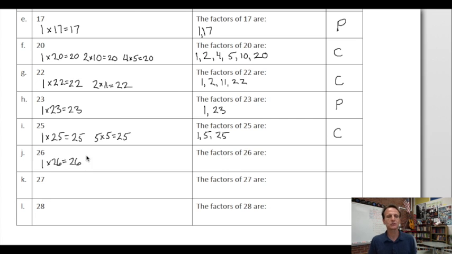All right, with 26, we'll start off with 1 times 26. And you can see that it's evenly divisible by 2. Why? Because it's an even number. There we go. So 2 times what? There you go. 2 times 13 is 26.